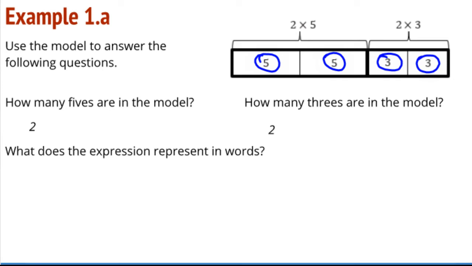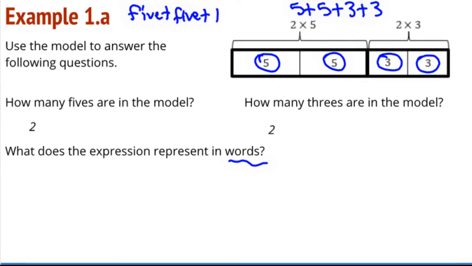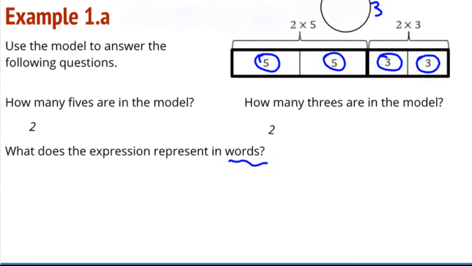So the question is, what would you write with words to explain what is happening in here? I have a couple of different thoughts kicking around in my head. The first one is I've got 5 plus 5 plus 3 plus 3. And of course it says to write it out in words, so 5 plus 5 plus 3 plus 3. That's the first thing I notice.